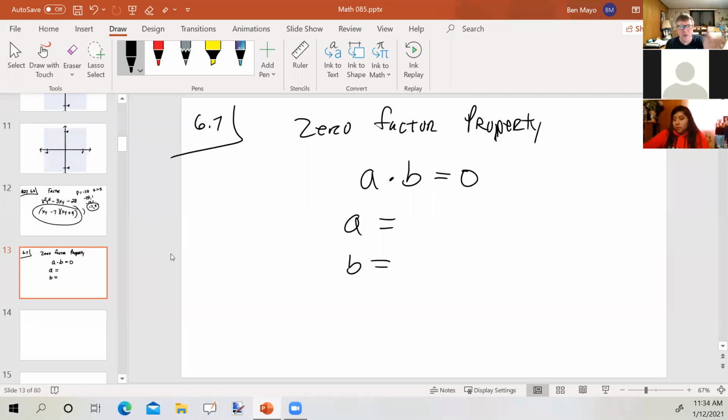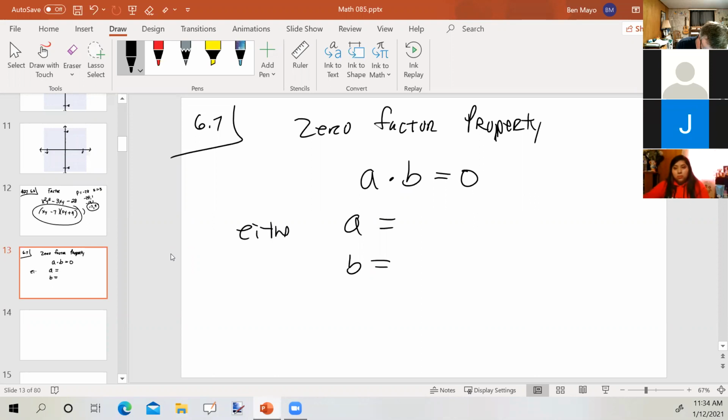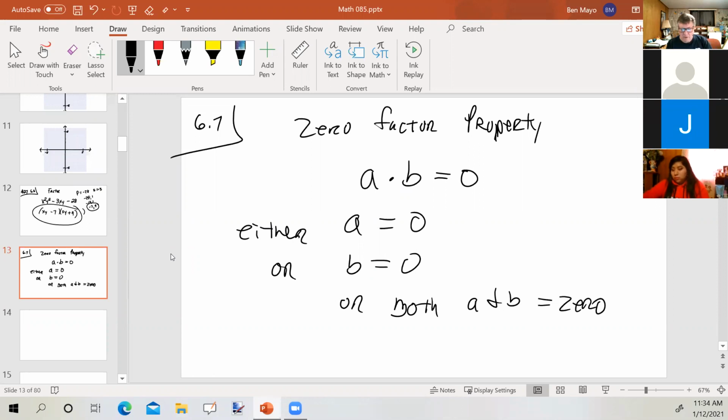To get a number times a number equal to 0, at least one of those two numbers has to be 0. So we'd say either A equals 0 or B equals 0, or both A and B equal 0. So if a number times a number equals 0, at least one of those two original numbers has to equal 0. Any questions about that idea? That's the basis of this whole section coming up.